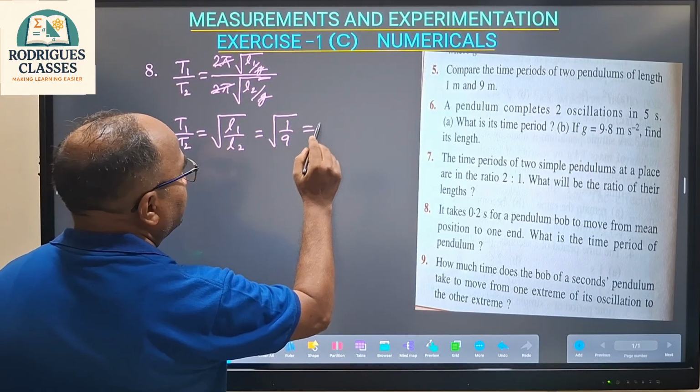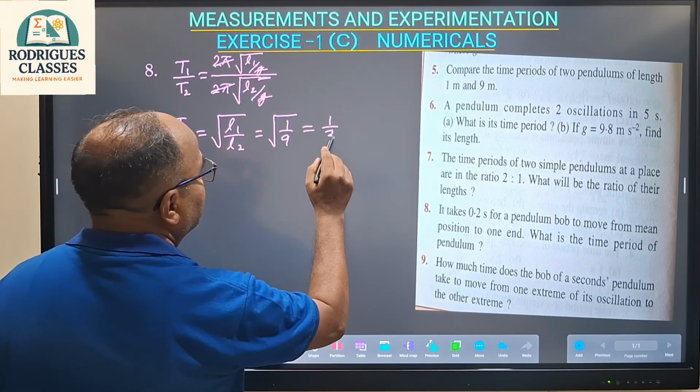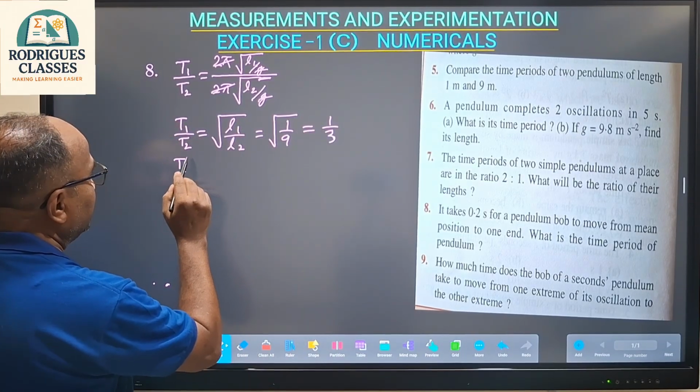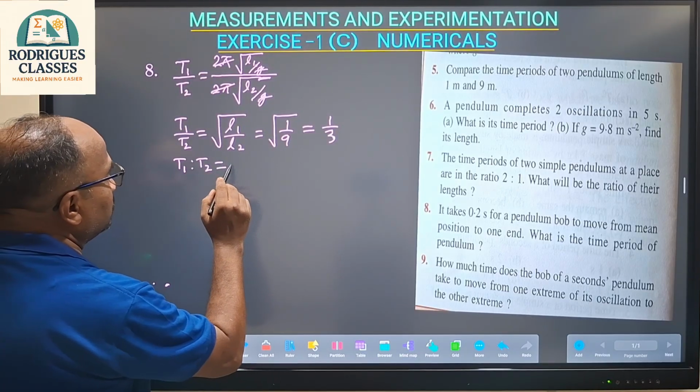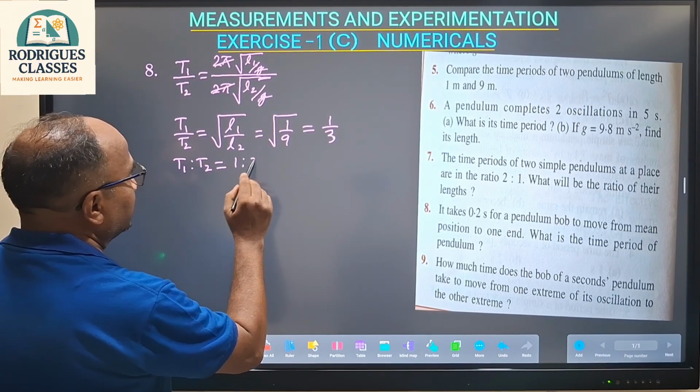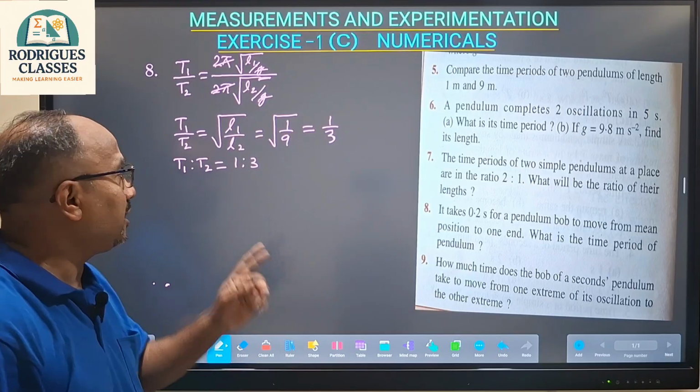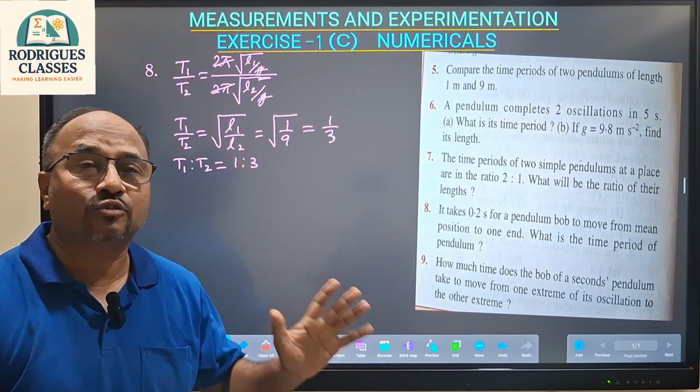So 1 and 9 gives you 1 by 3. So finally we will put the answer as T1 is to T2 is equals to 1 is to 3. So the comparison is done, answer written in the ratio format.